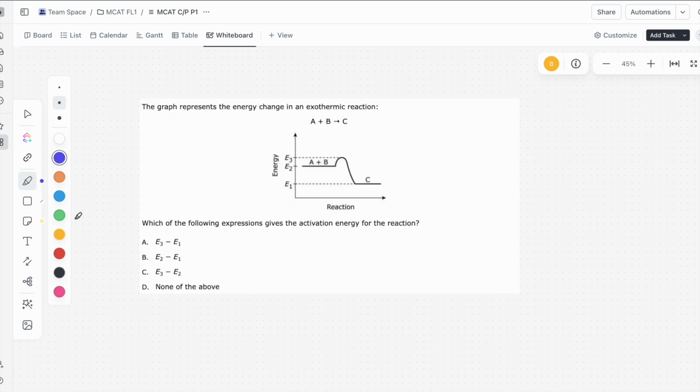Okay, so let's look at this next discrete here. It says the graph represents the energy change in an exothermic reaction. Which of the following expressions gives the activation energy for this reaction? So this is a discrete. You just have to know that the activation energy is from the baseline of the reactants up to the top of the transition point energy. And what does that mean? To measure this energy, it's just going to be the energy at E3 minus the energy at E2. That gives you activation energy, which means the answer choice is C.